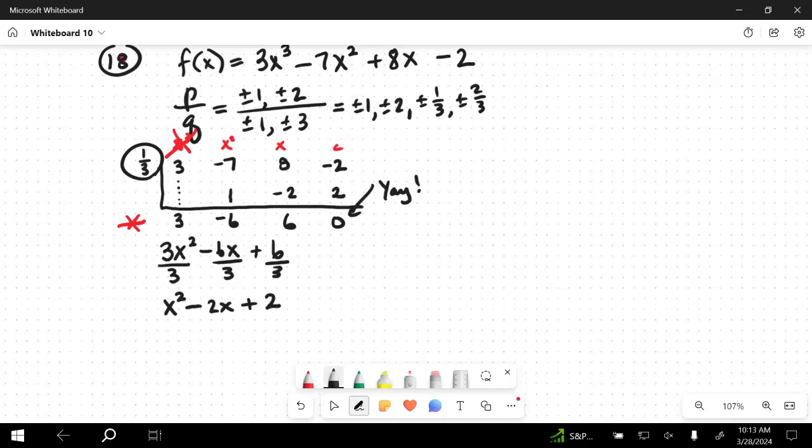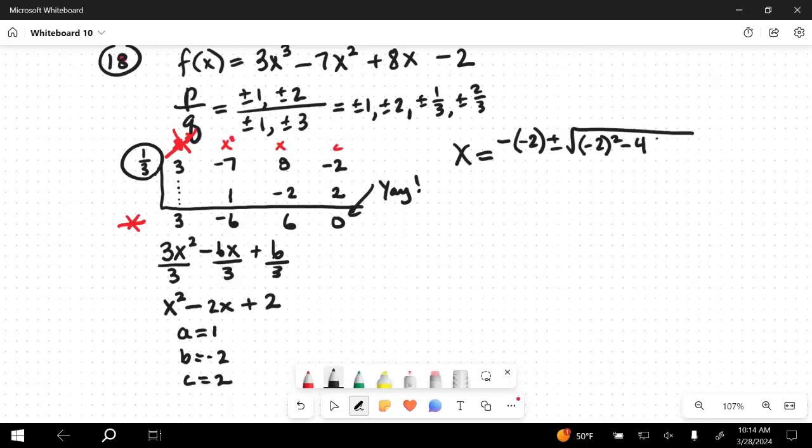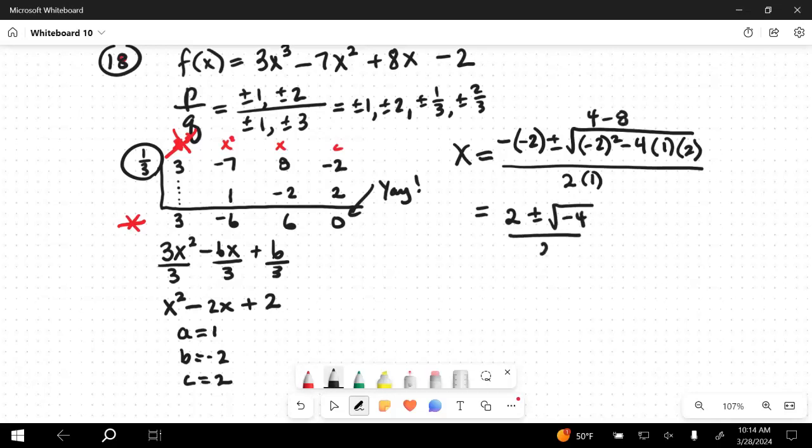Unfortunately, it doesn't factor, so we get to use the quadratic formula with an a of 1, a b of -2, and a c of +2. So plugging in, we get x equals minus a -2, plus or minus the square root of b squared minus 4ac, all over 2 times a. That's going to give me minus a -2, which is 2, plus or minus the square root of, this is 4, and that is -8, which gives me a -4 underneath the square root, all over 2.